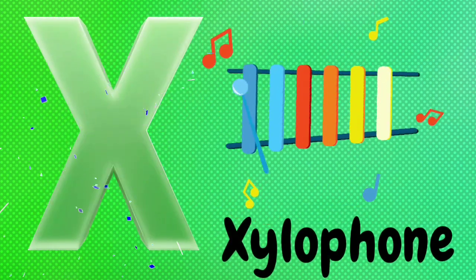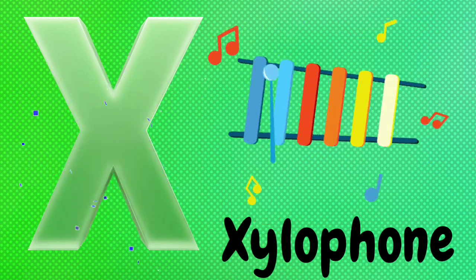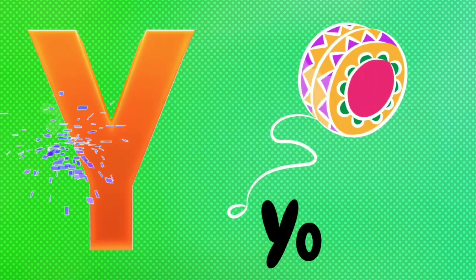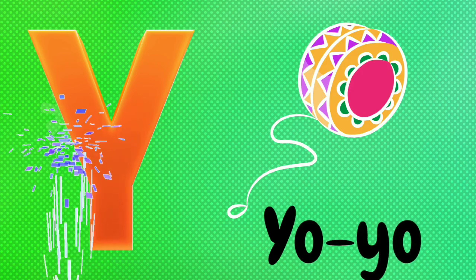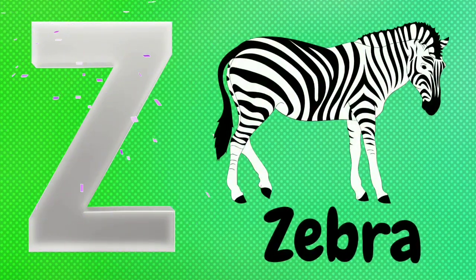X, X, X, X, xylophone. Y is for yo-yo. Y, Y, Y, Y, yo-yo. Z is for zebra. Z, Z, Z, Z, zebra.